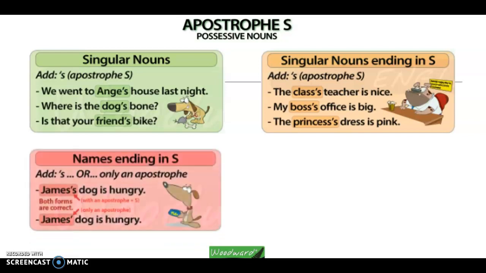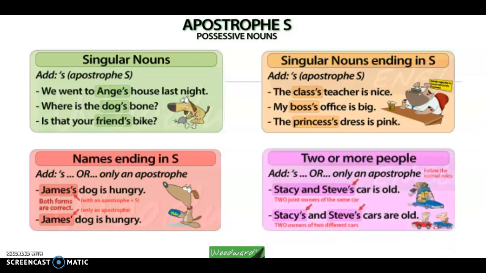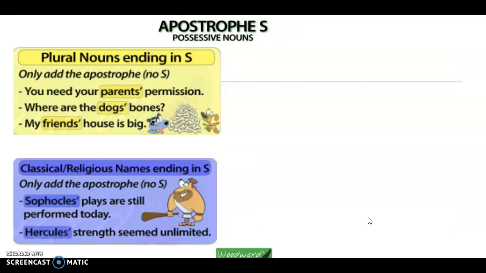What happens with names? We can use both forms with names. You can add apostrophe and s, or only an apostrophe at the end of it. When we talk about two or more people, we use the apostrophe at the end, or we can use it with both of them, as in the example.